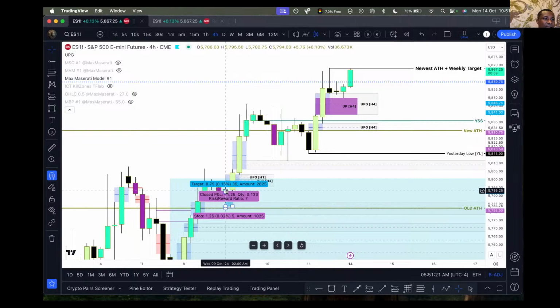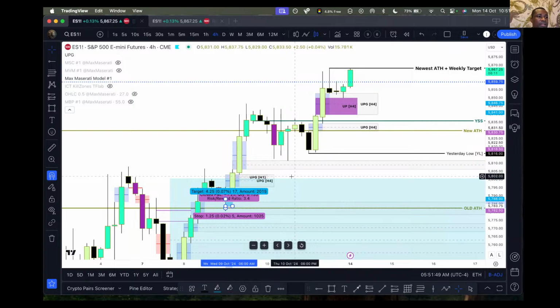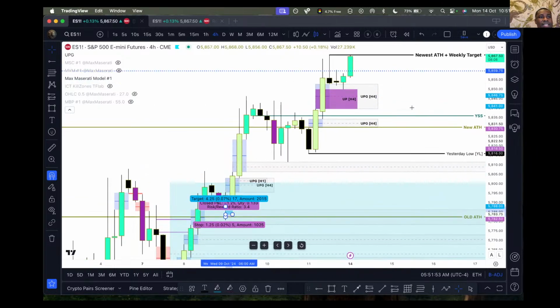So if I were to hold this trade over a week, until today, I would have made 1 to 67 based on the Max Maserati model. I think I published this trade with you. I posted this trade with you guys. This trade I took was on Wednesday, if I can recall. And then as we can see here, price is quite bullish.